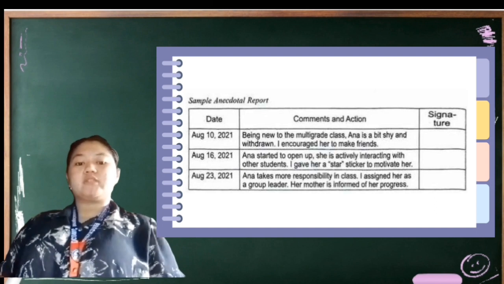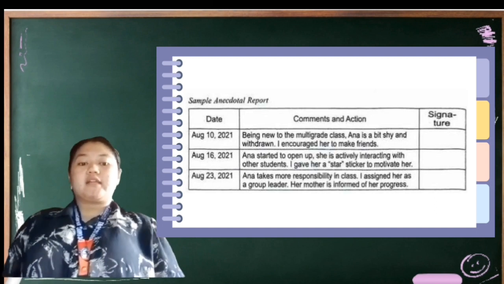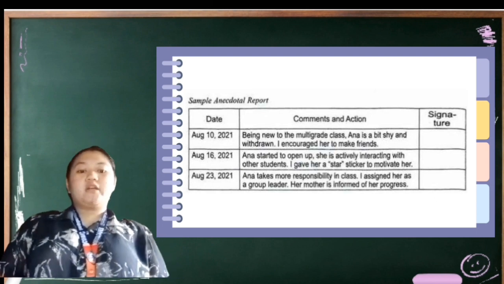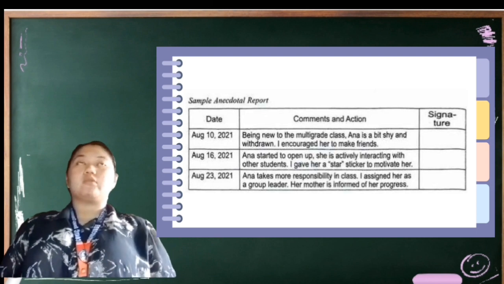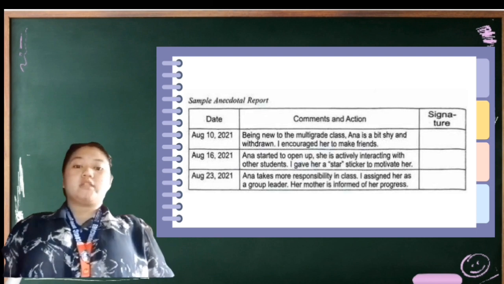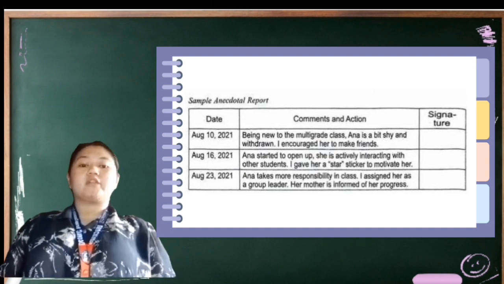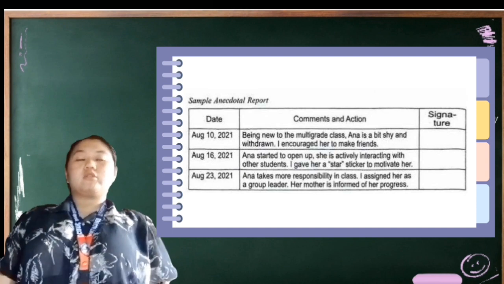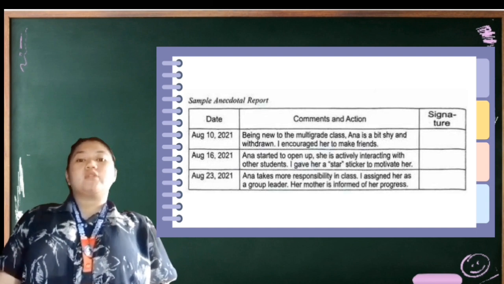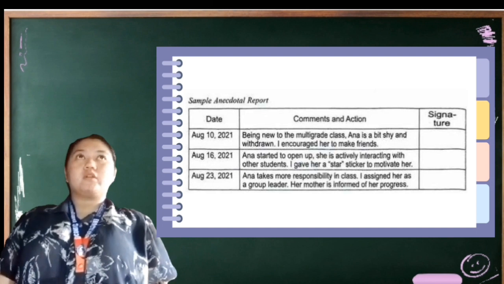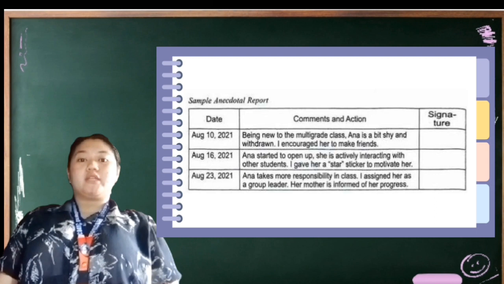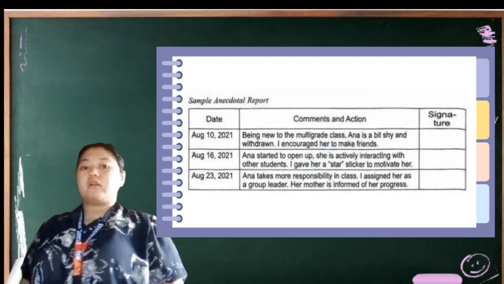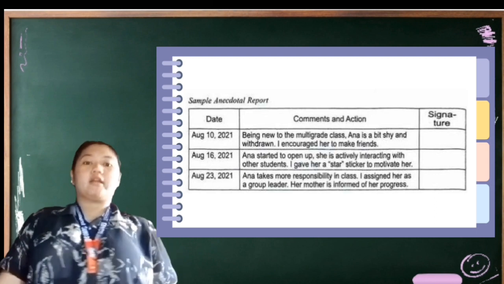Next, Anna takes more responsibility in class, and I assigned her as a group leader. Her mother is informed of her progress. So this anecdotal note, with comments and action to a student, is written so that the teacher can say that there is an improvement in the student, and so that they will know what to do next to help their students. So that would be all about self-evaluation and anecdotal notes.